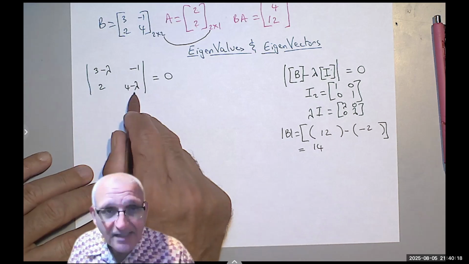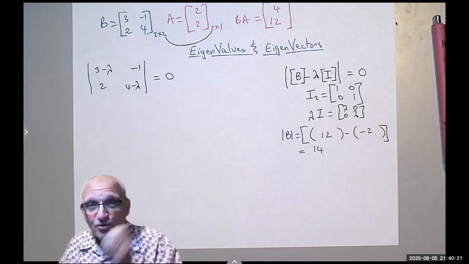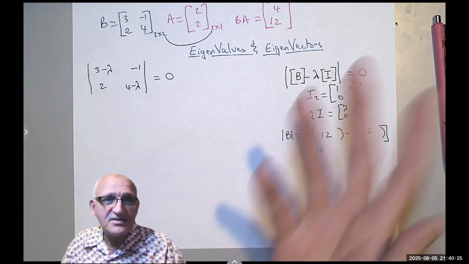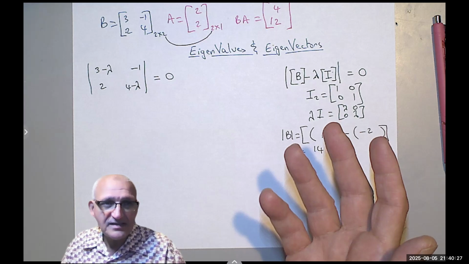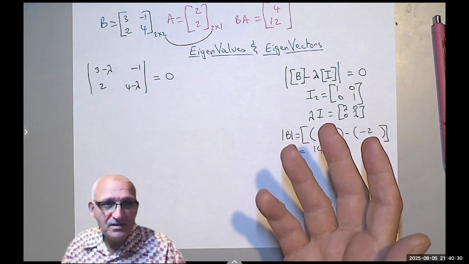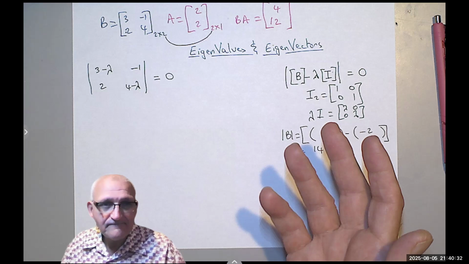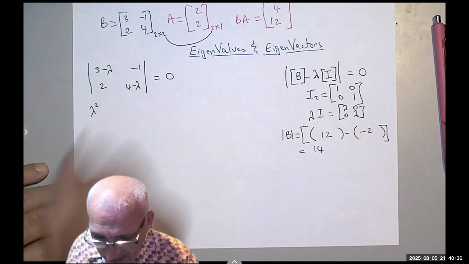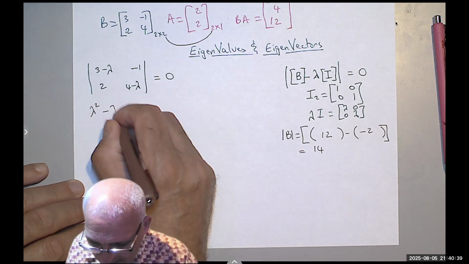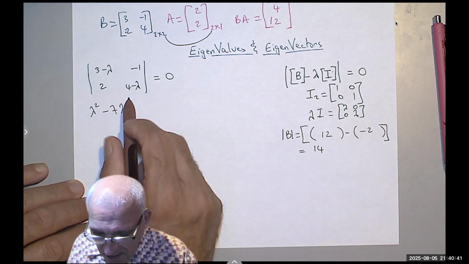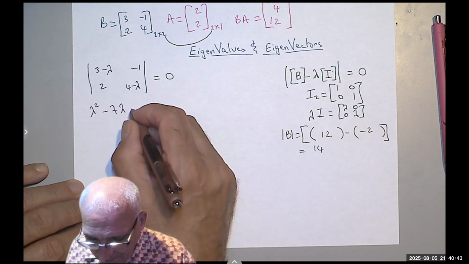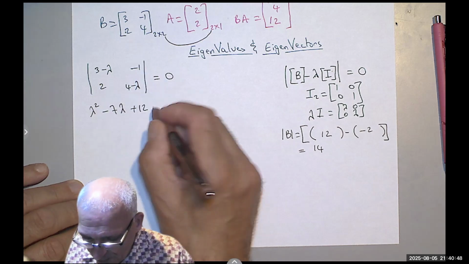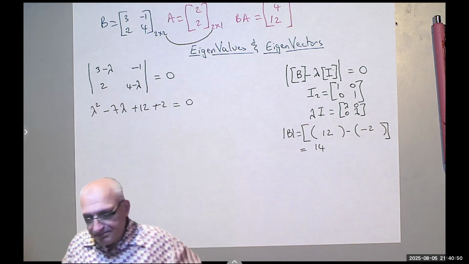So when you multiply 3 minus lambda times 4 minus lambda, it's the same as lambda minus 4 times lambda minus 3. Do you see that? I think we mentioned that before. It doesn't matter. So basically, you will end up with lambda square minus 7 lambda plus 12 minus -2, so plus 2 equals 0.